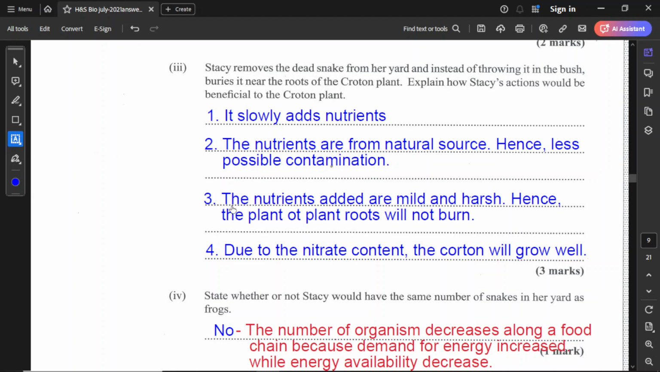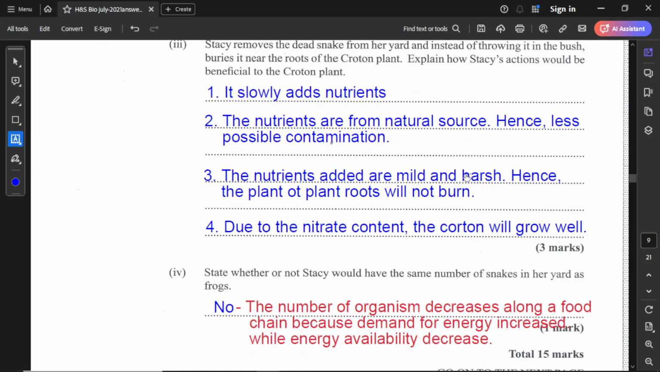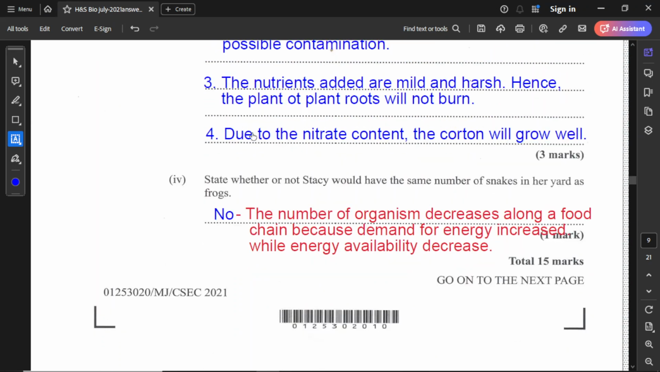All right, and the third point here is that the nutrients added are mild and not harsh. So the nutrients added are mild and not harsh. Hence the plant roots will not burn. All right, so we have a look at some mistake right here in terms of the typing. We have the word plant here twice, so the plant roots will not burn. If you use inorganic fertilizer like NPK and put it directly on the roots, that type of fertilizer may burn the roots of a plant. All right, so please, sorry about the mistake right here, but I can't change it because I know what will happen. It causes some problems when I do that.